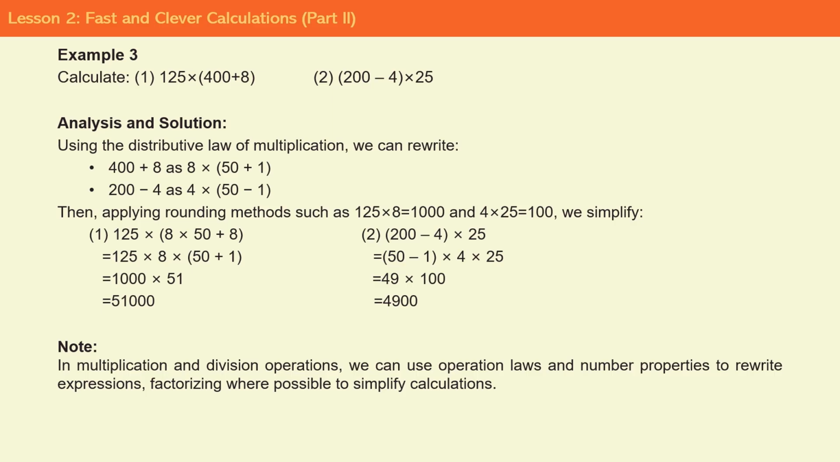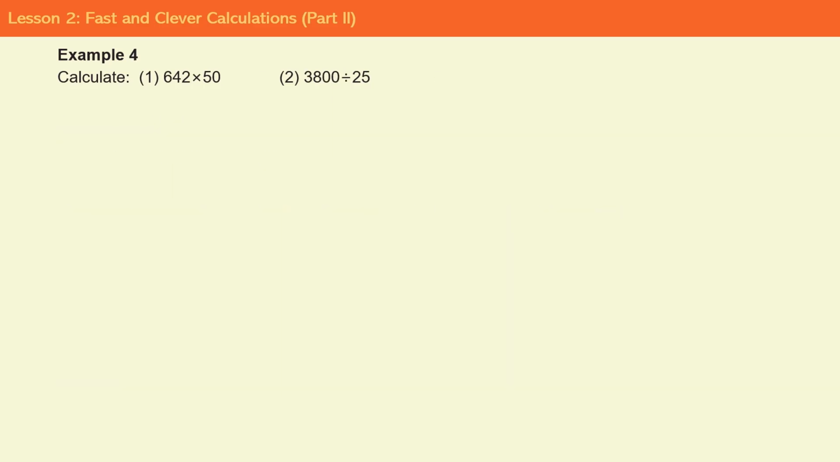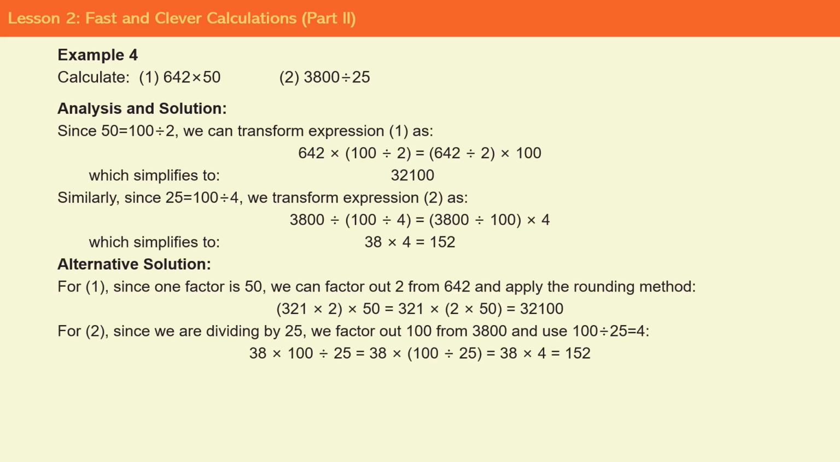In multiplication and division operations, we can use operation laws and number properties to rewrite expressions, factorizing where possible to simplify calculations. Example 4, calculate 642 times 50, 3,800 divided by 25. Since 50 equals 100 divided by 2 and 25 equals 100 divided by 4, we can transform expressions 1 and 2 as following.